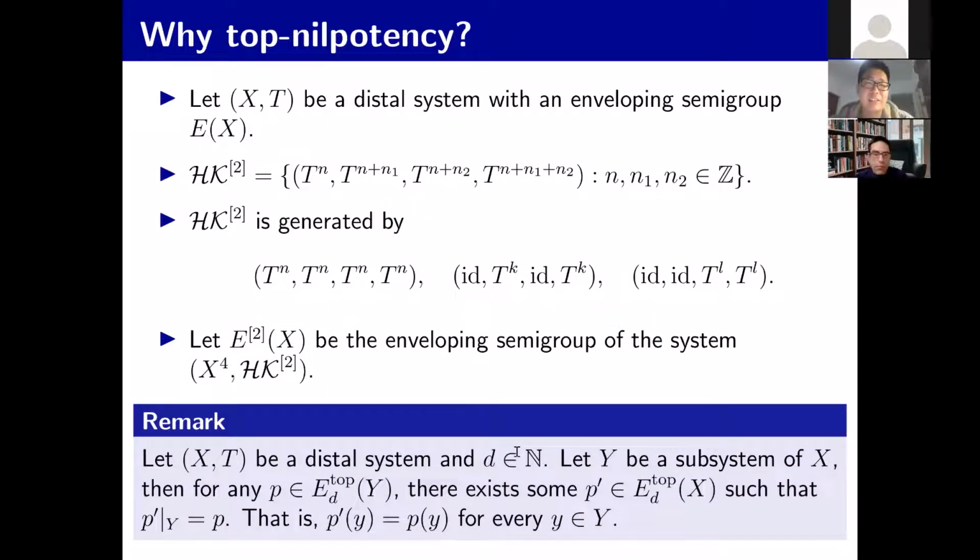So I can explain why we use top-nilpotent instead of nilpotent. Given this distal system, we know that the cube group of dimension 2 is generated by the following 3 generators, and we let this be the enveloping semigroup of the system. Why do we use this and not the cube space? The reason is the following. We can put the enveloping semigroup into a larger system.